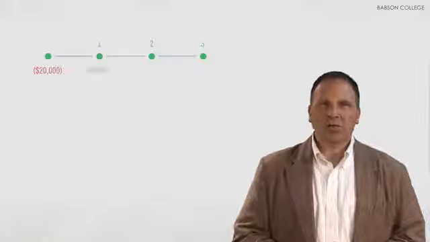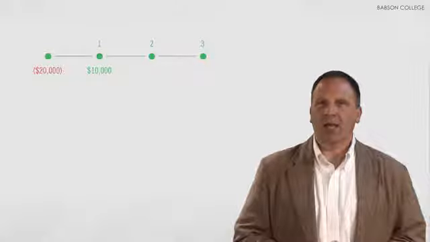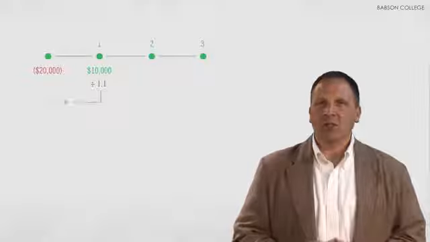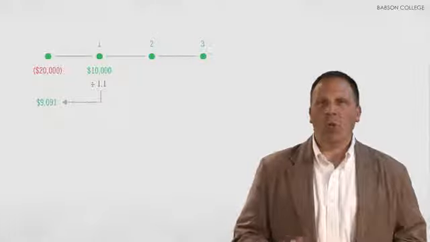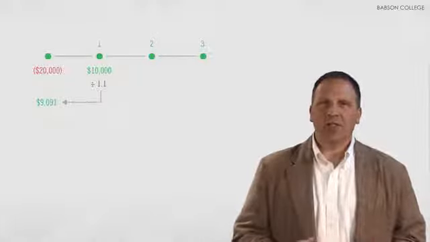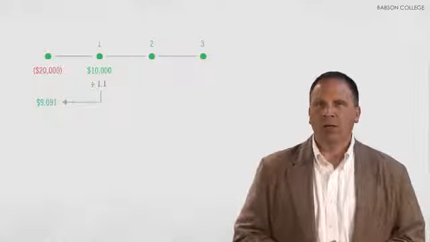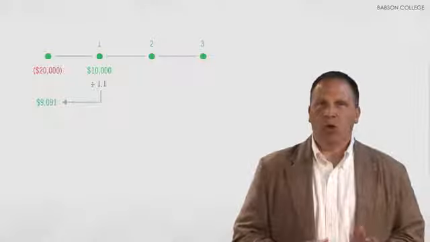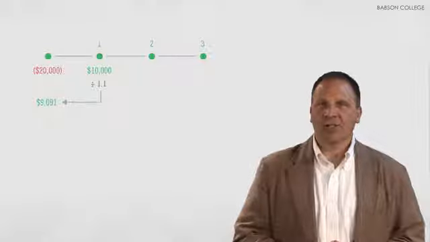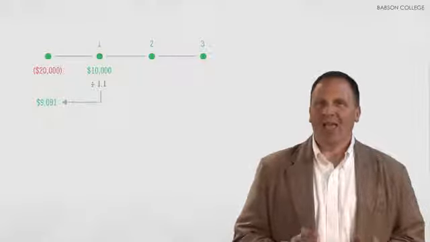Our first cash flow is a $10,000 inflow, which occurs roughly 1 year from today. To find its present value, just divide 10,000 by 1 plus 10%, or 1.1. So the computation is 10,000 divided by 1.1, which gives us $9,091. This is what is called the present value of 10,000 discounted 1 year at 10%. On to the second year.